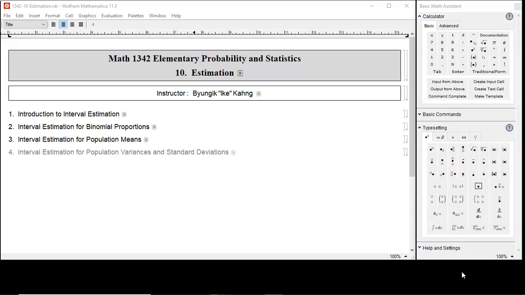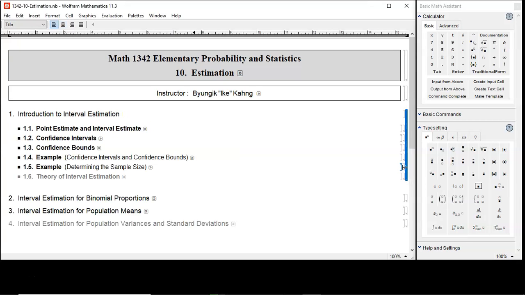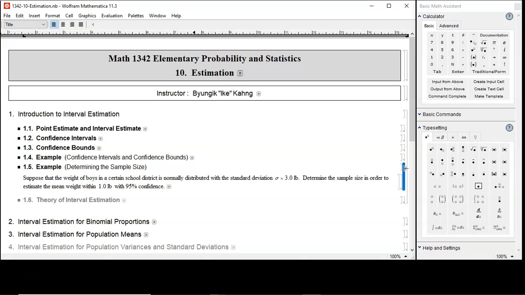Hello students, welcome back. We still have one more topic to go from section 1, and that is determining the sample size. Suppose that the weight of boys in a certain school district is normally distributed with a standard deviation of 3.0. Determine the sample size in order to estimate the mean weight within 1 pound with 95% confidence. We're looking for sample size.